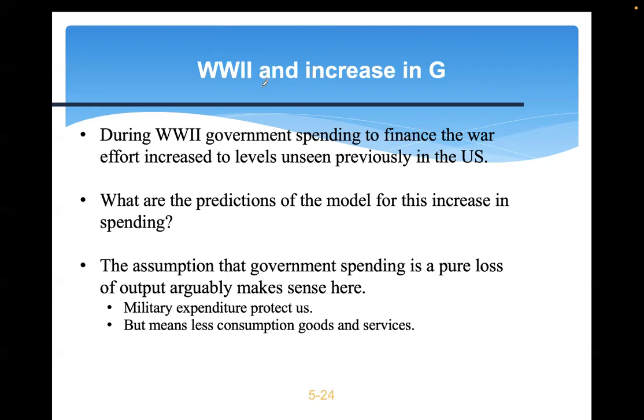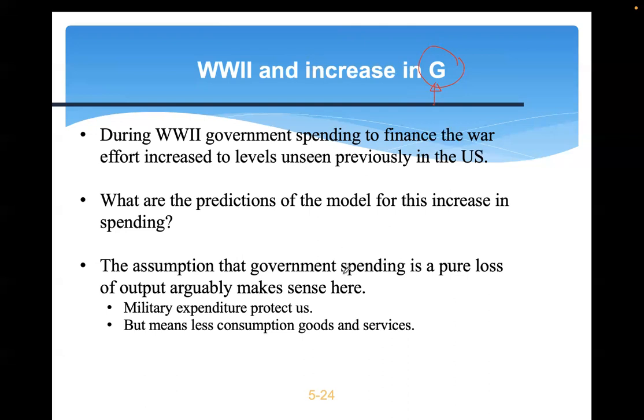During World War II, government spending increased dramatically. This increase was largely used to finance the war, right? The government basically purchased military equipment or recruited soldiers. That's considered government spending. Based on the model we have, what would be the impact of such an enormous increase in G on consumption and labor supply?